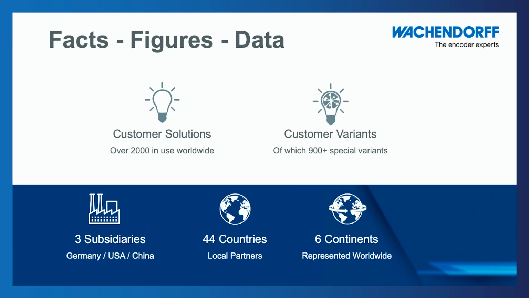Okay. And these are some of the things you specialize in, it looks like. So I mentioned a moment ago that we have three subsidiaries. The headquarters is in Germany, and then as you know now, I'm part of Wachendorff Automation USA Inc. And we also have a subsidiary in China, which serves the Asian market. We have partners spread around the world. We're involved in over 6 continents. We have several thousand solutions implemented. We do customizations as well. So we have over 900 variants of products we've developed for our customers.